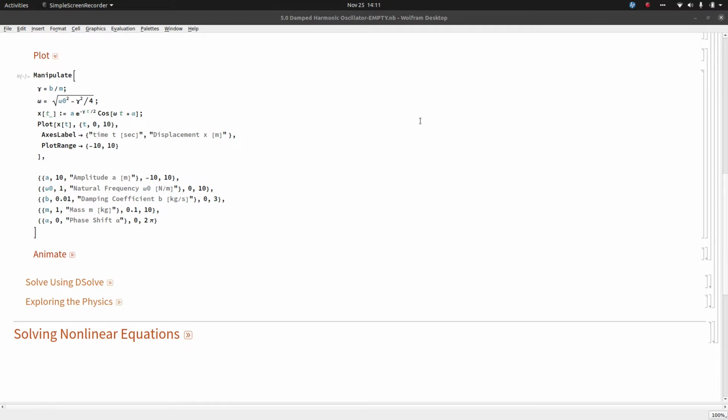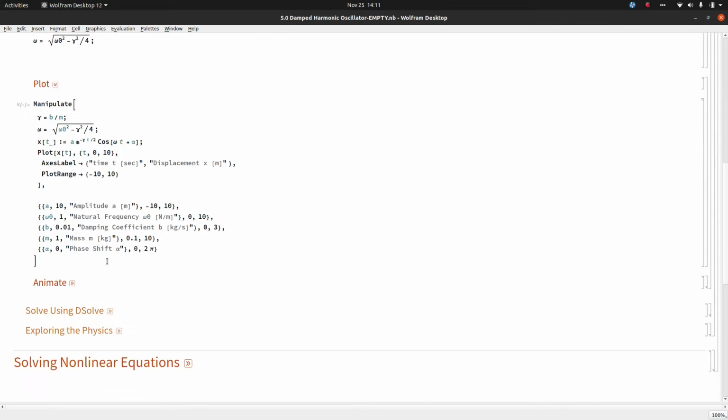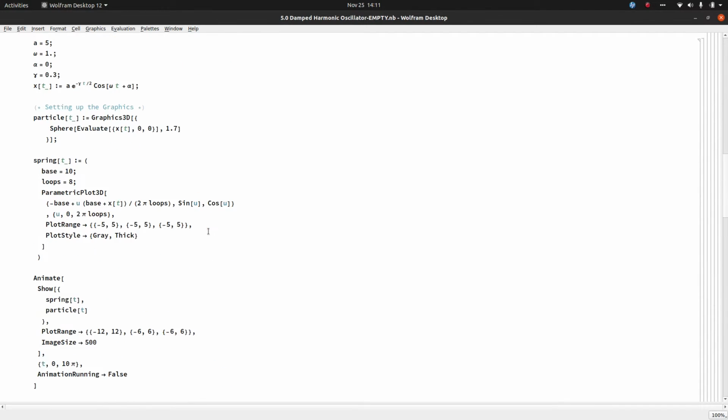Now, we can also animate this solution as well. I'm not going to go through the code in explicit detail other than to say I've copied it down from the example section, the example video that we did earlier. And I'll show the code here in case anybody wants to pause the video and run through the dynamics of it. But basically, we set up our function. We define what the particle will look like. It'll just be a sphere. We define what the spring will look like, and then we animate it by showing the spring and the particle.